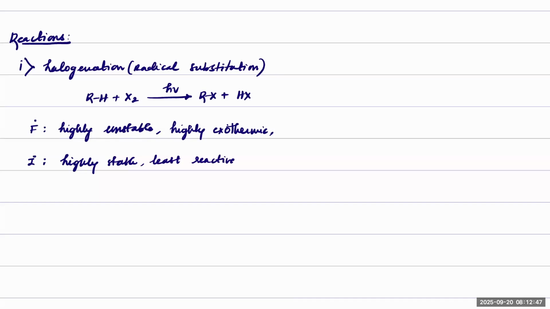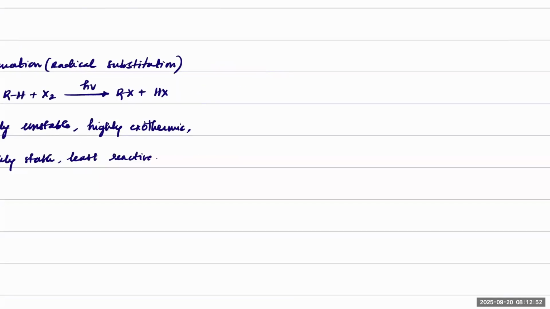So which means if you have CH4 plus F2 in the presence of h nu, then you will get carbon black and HF. So it will get oxidized so much. While if you take alkane plus I2, in this case you'll get RI plus HI, but it is mostly reversible.